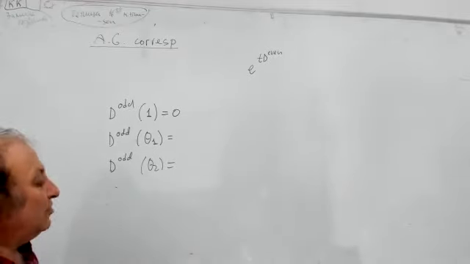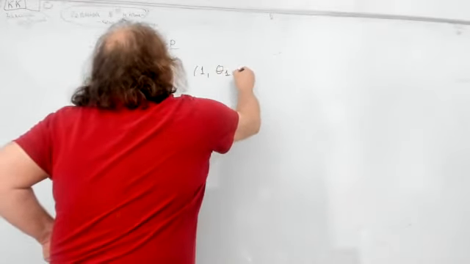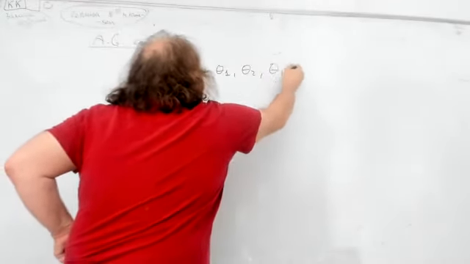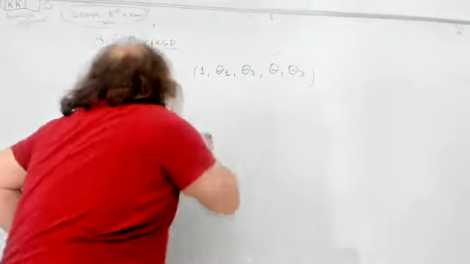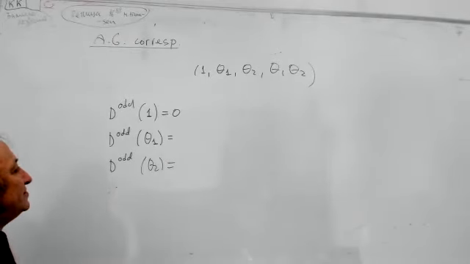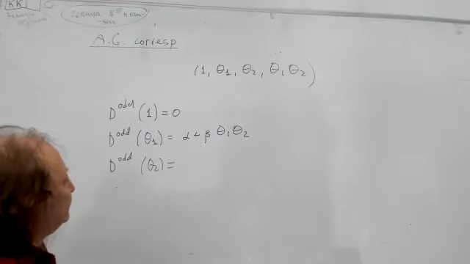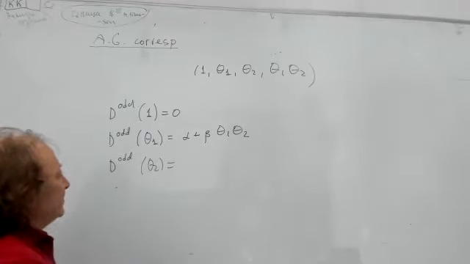So it's like alpha. Now we have a very definite algebra: 1, theta 1, theta 2. So what can we write here? Alpha plus beta times theta 1, theta 2. Great. What can we write here? Similarly, yes?